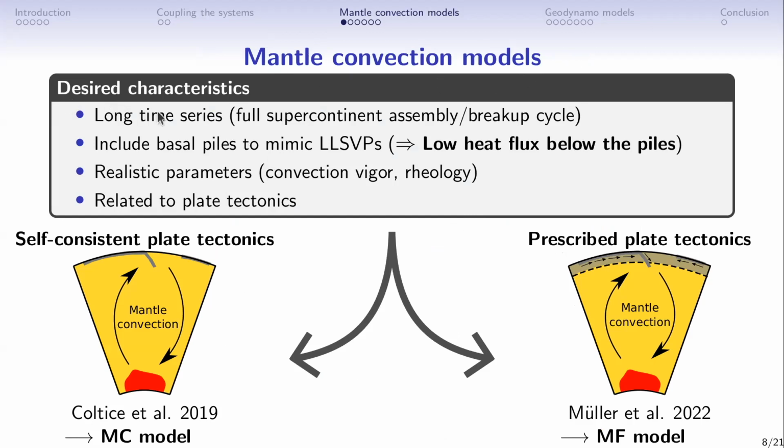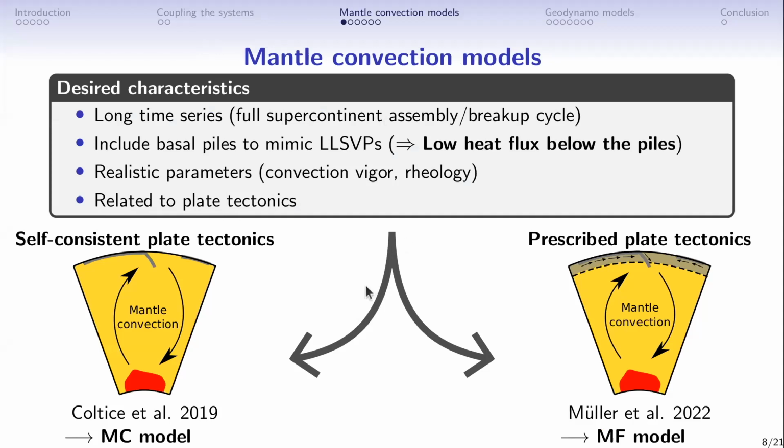So we want these models to share some characteristics. We want them to reproduce a long enough time series of mantle convection, typically more than a supercontinent cycle. We want them to include chemical piles at the base of the mantle, which are important because they impose a low heat flux below them. We want the models to have realistic parameters, and we want them to be related to plate tectonics.